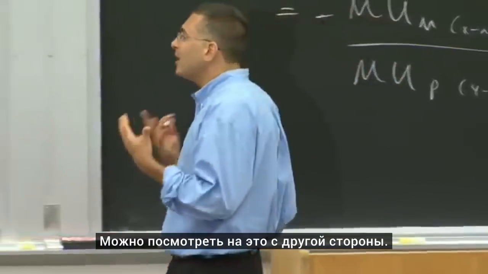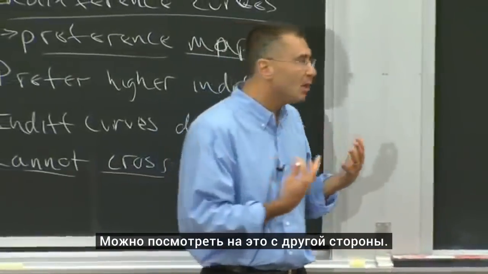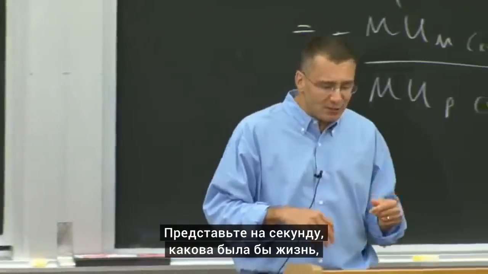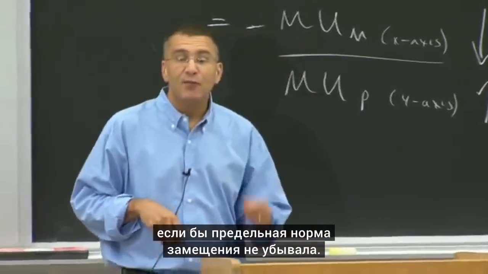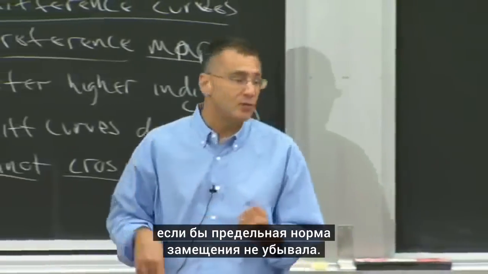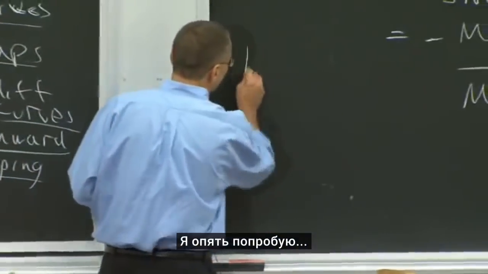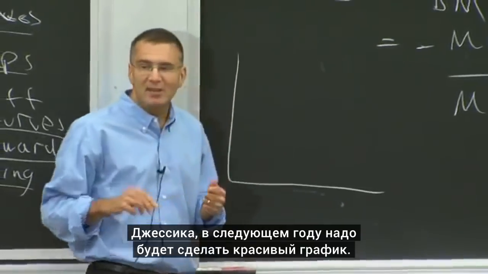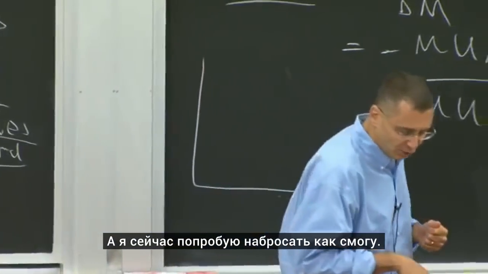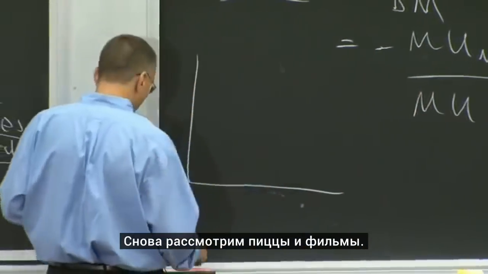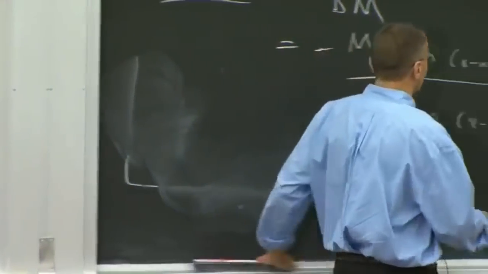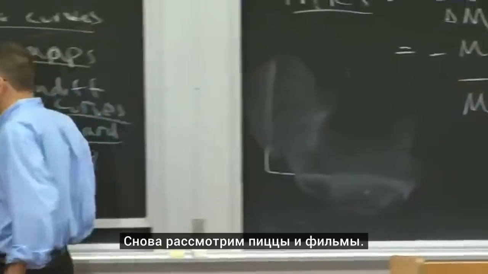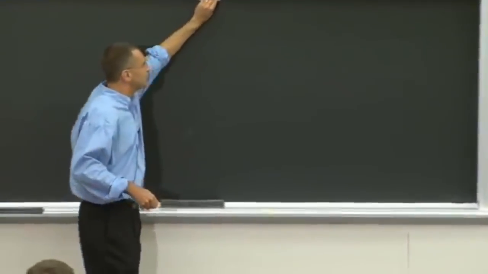So another way to think about this is, imagine for a moment what life would be like if we didn't have diminishing marginal rates of substitution. And once again, Jessica, next year we'll let you make this pretty, but I'm going to try to draw it crudely here. Let's do pizzas and movies again.